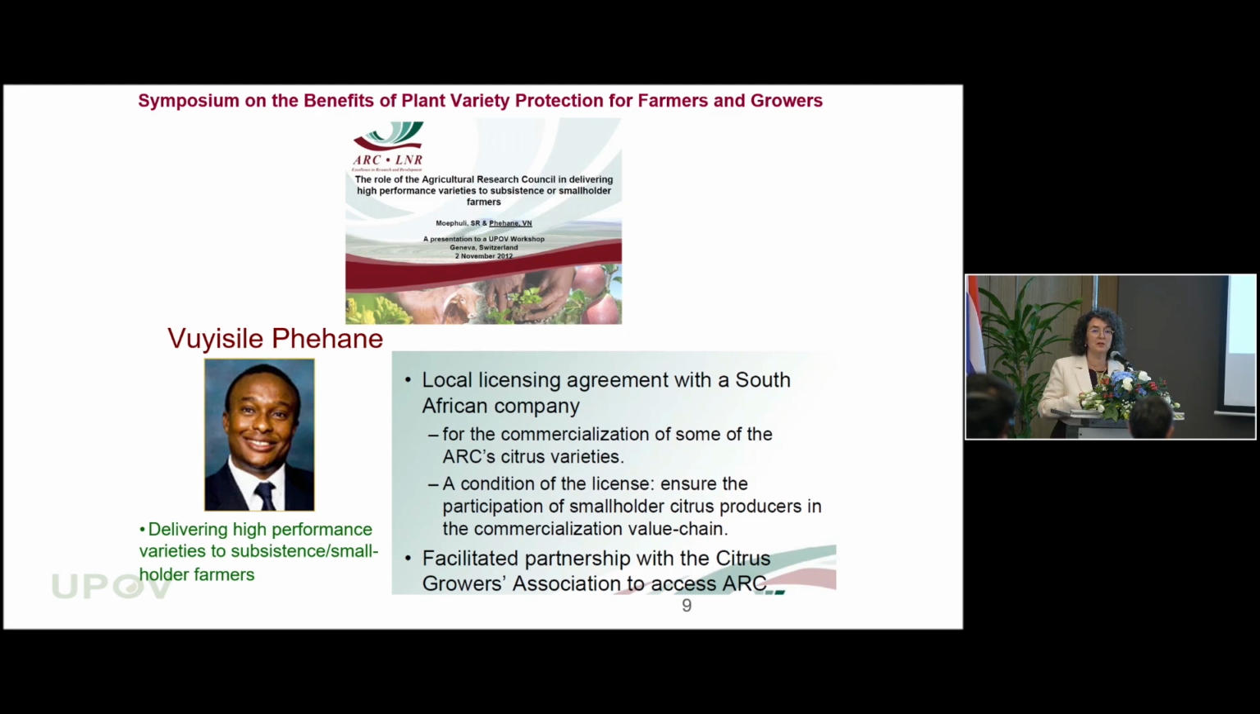When you can negotiate, there can be a constant flow of royalties coming back to the public breeding institutes to continue breeding. Here we have an example from South Africa, and we can see how these public bred varieties are also achieving policy objectives of the country, to ensure that those companies that receive a license to produce and commercialize the varieties are obliged to include in their value chains the smallholder farmers of citrus varieties that grow these varieties. So they ensure a development objective of the country.